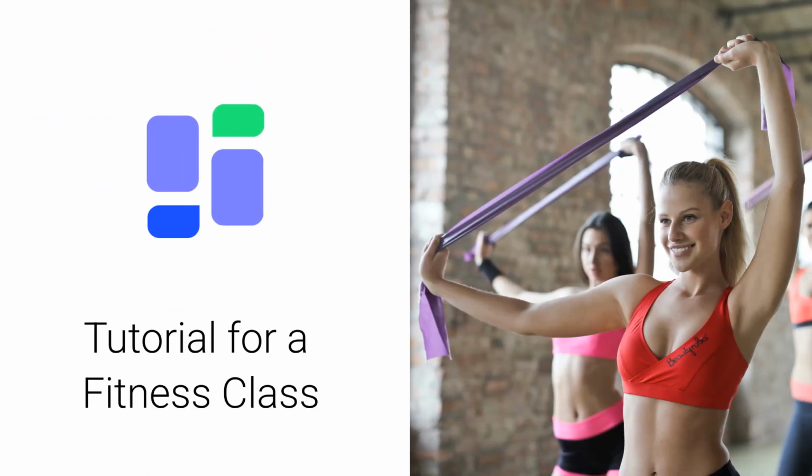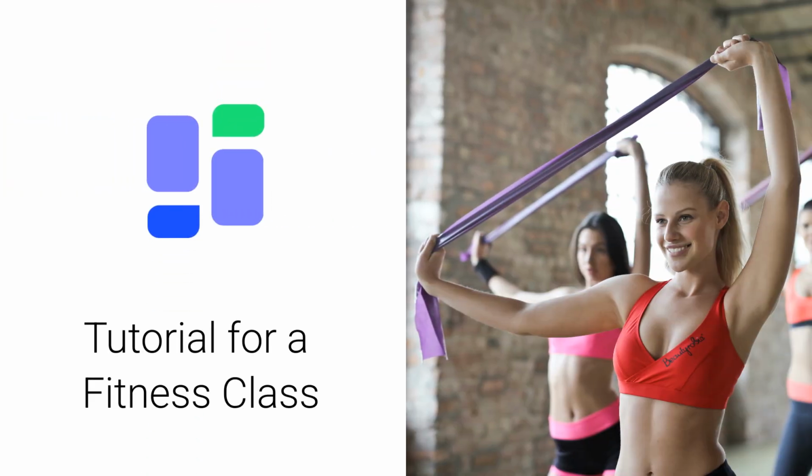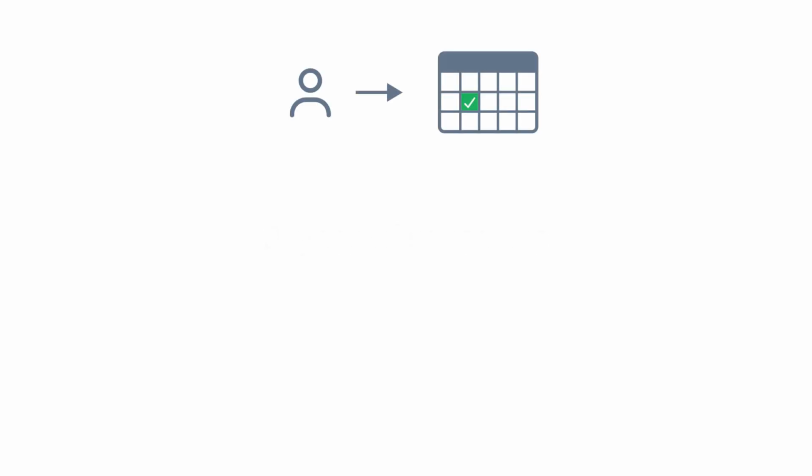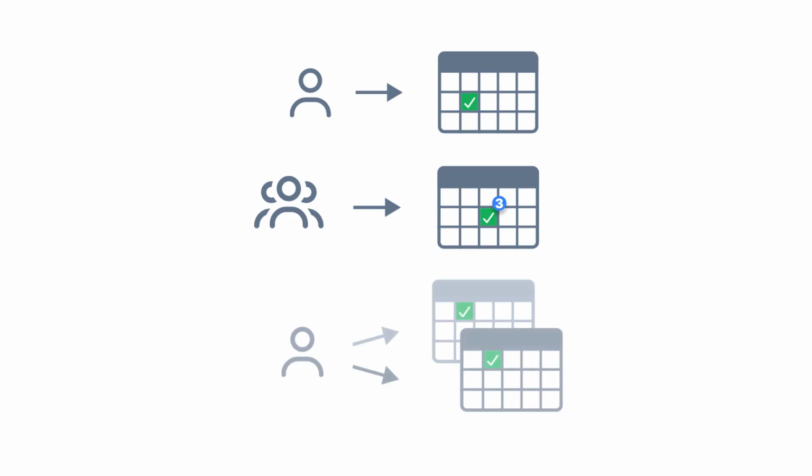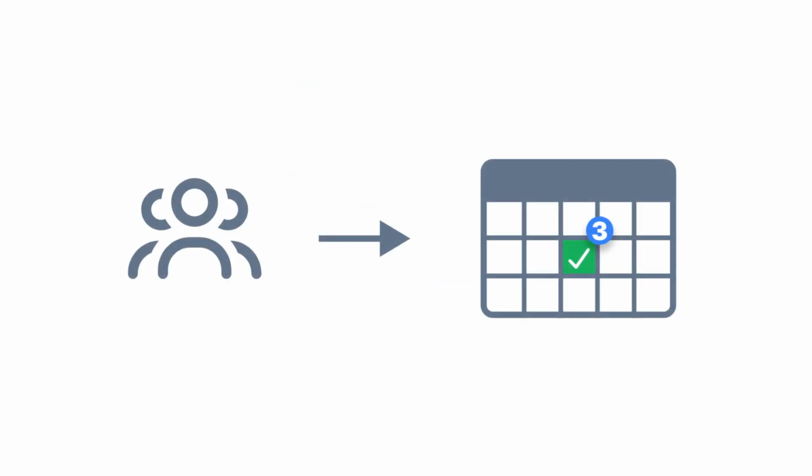In this video, we will show you how to set up a schedule for a fitness class. SuperSAS offers 3 different types of schedules: a resource schedule for one-on-one appointments or reservations, a capacity schedule for group lessons or events, and a service schedule for services that use multiple resources, such as a room and a person. In this example, we will use the capacity schedule.